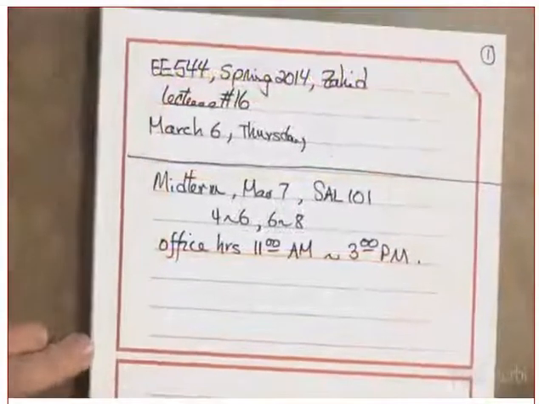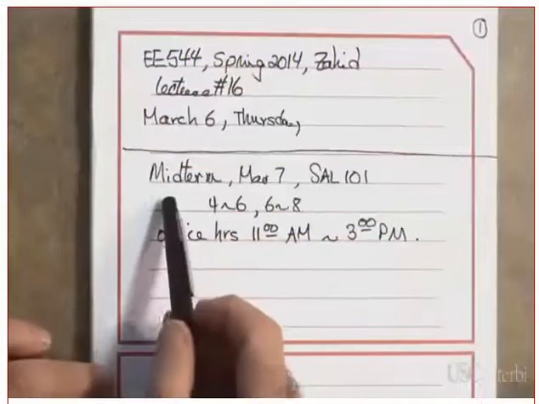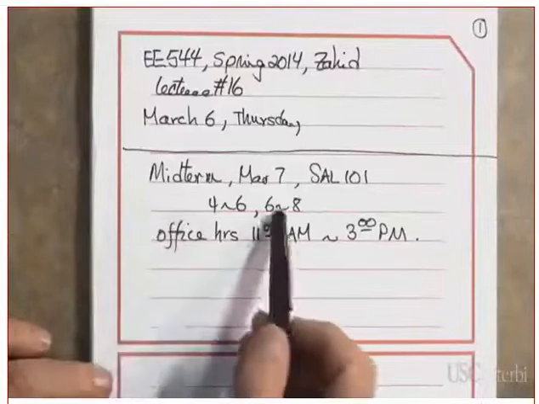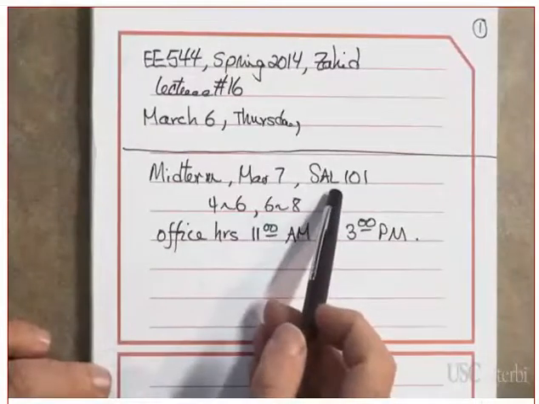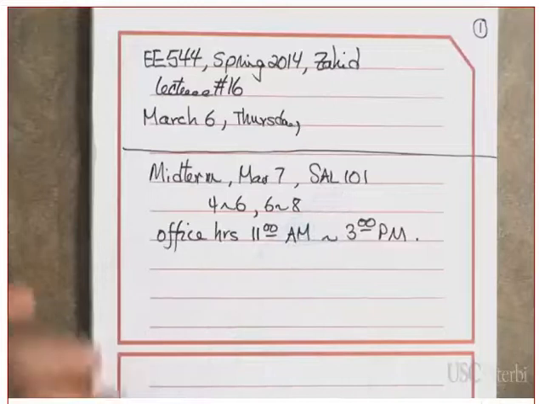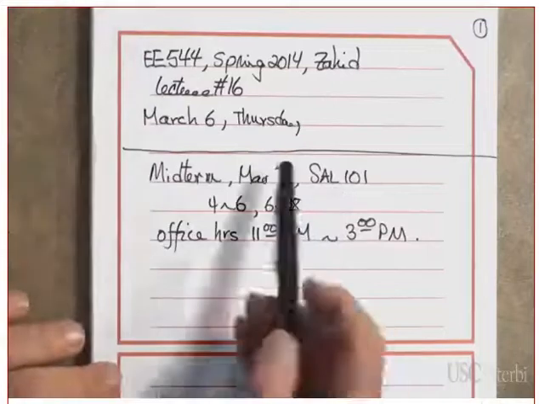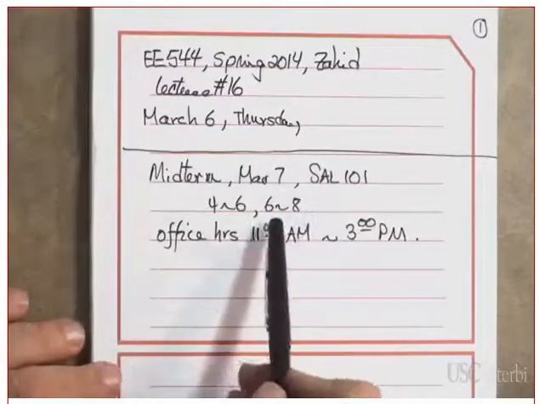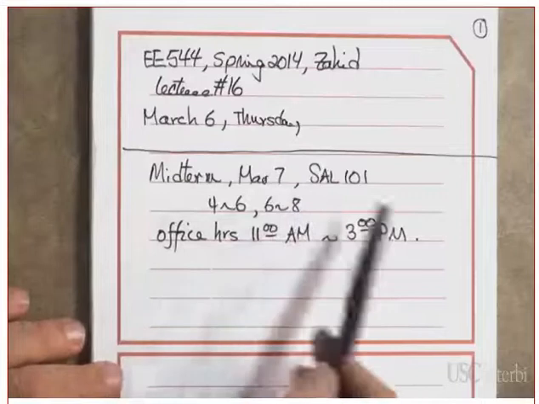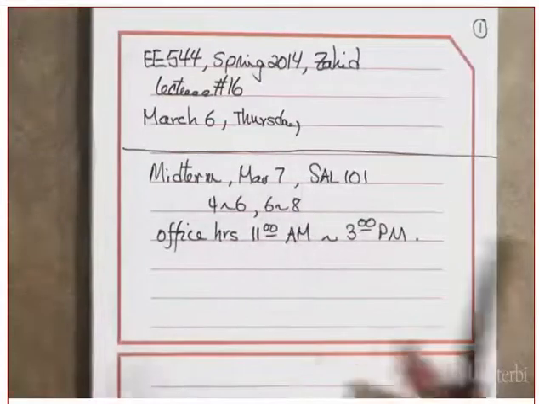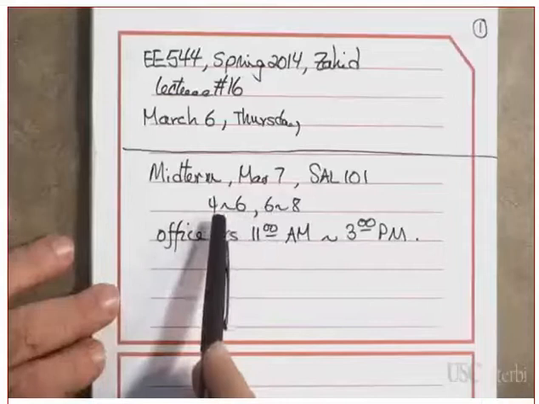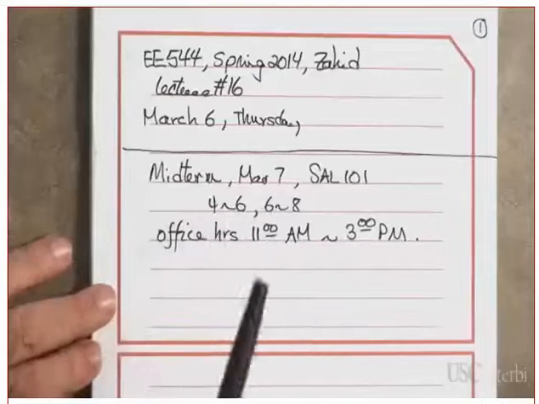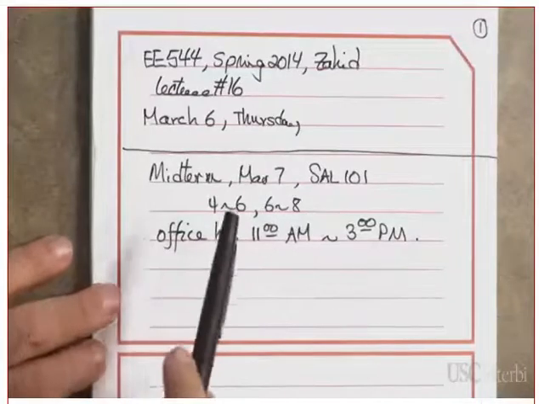Thank you very much. Good afternoon, everybody. Okay, just one reminder, the midterm will be March 7, which is tomorrow, Salvatore 101. Everybody familiar with the room? Salvatore 101 from 4 to 6 and 6 to 8. Your choice. You don't need to tell me. You just come whichever one. But always keep in mind, if you come at 4 to 6, you cannot leave early. You have to stay till the end of the exam.